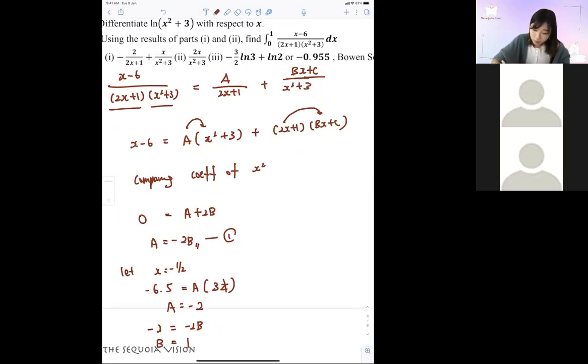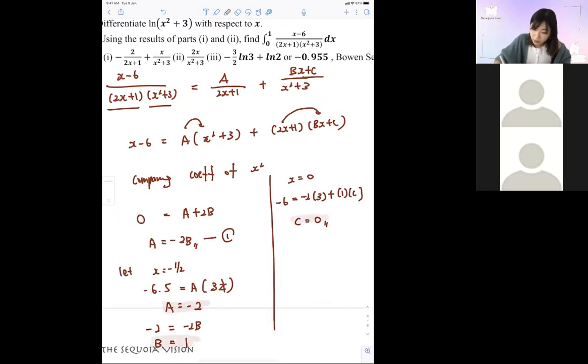Once we found a and b, we can let x equal 0 and find c. So we found a, b, and c. Whenever you see bx plus c, it's good that you use coefficients. The steps will be shorter.